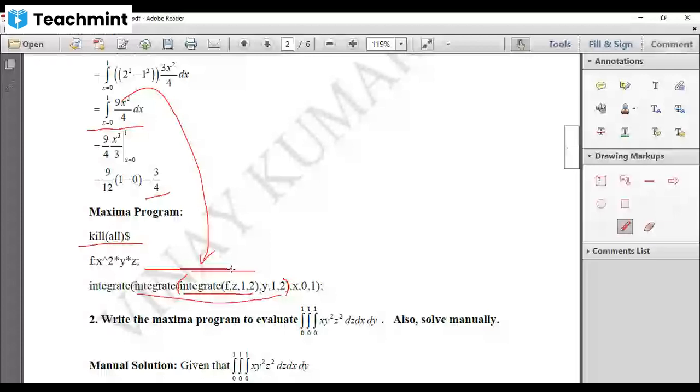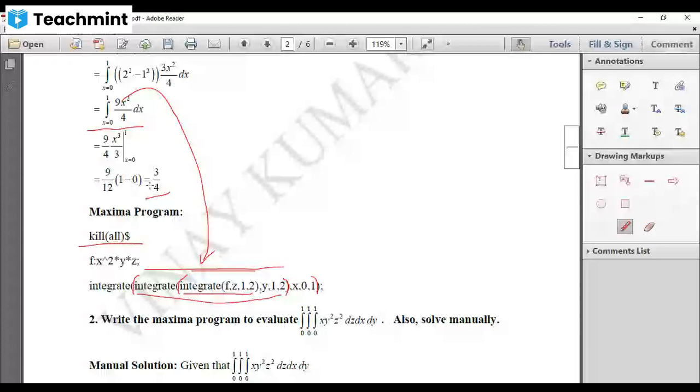Then you have to integrate that. So again, you have to take integral within that. So your function is 9x square by 4, which is got from this, right? You take a comma. What is your variable now? x. And what is the limit for x? It is from 0 to 1. So integrating this gives you 3 by 4. We'll see this one in Maxima. We'll in fact write the program in Maxima. We'll see whether we got the same answer or not. So for the first one, 3 by 4 is the answer.